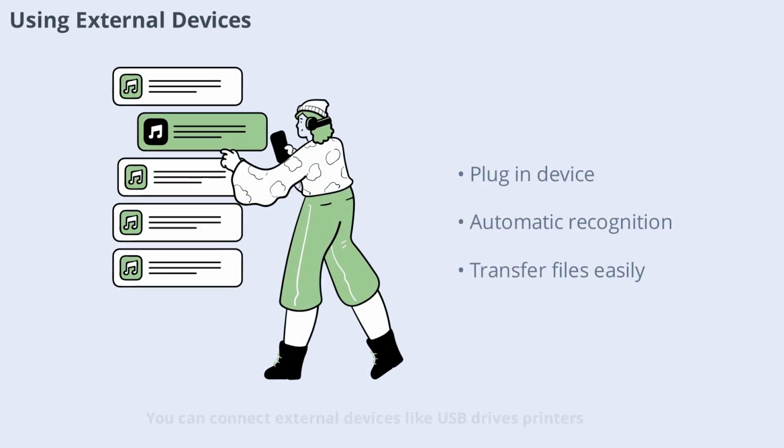You can connect external devices like USB drives, printers, or cameras to your computer. Plug the device into the appropriate port and your computer will usually recognize it automatically. This allows you to transfer files, print documents, or import photos with ease.